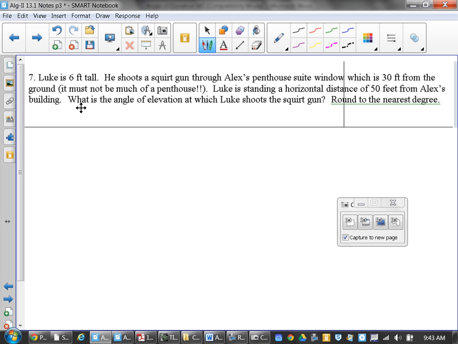So this is some pretty awesome buildings here. Luke is 6 feet tall. He's squirting a squirt gun through Alex's penthouse window suite, which is 30 feet from the ground. So Luke has got a super soaker, and he's standing at a horizontal distance of 50 feet away. Now, a horizontal distance, is that left and right or up and down? Left and right.